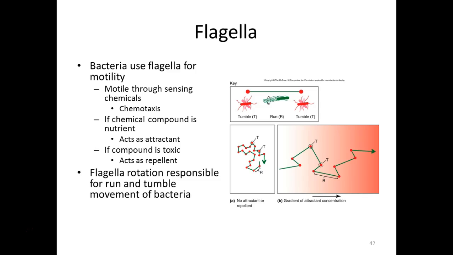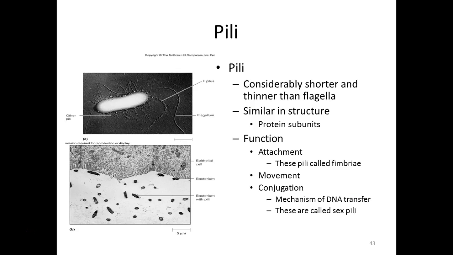It's the direction of the rotation of the flagella that determines whether they run or tumble. So pili are shorter than flagella. They're similar in structure in that they're made of protein subunits.